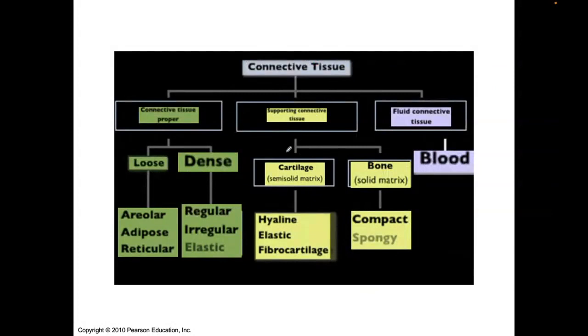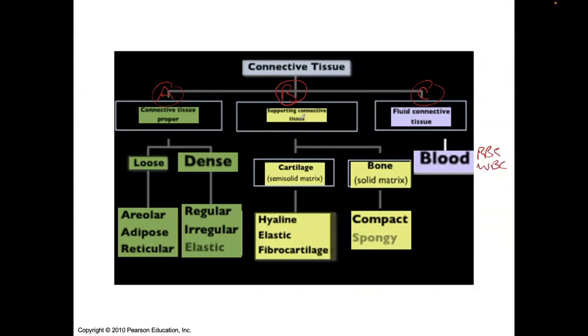All right, so when we look at connective tissue, we are going to have three main categories, A, B, and C. There's connective tissue proper, there's supporting connective tissue, and then there's fluid connective tissue. Fluid connective tissue is pretty easy. It's just blood, right? With blood, we have red blood cells and we have white blood cells.